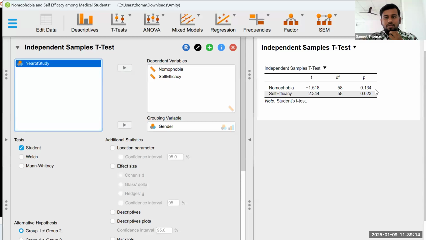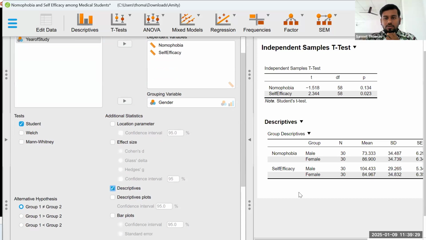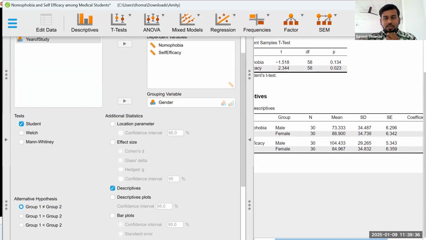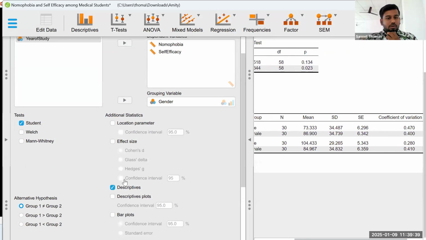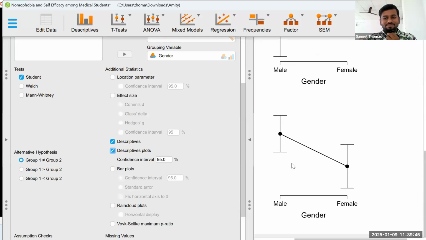It has given the p-value. You can see that's the same result we received in SPSS also. Here also you can see that only self-efficacy has a significant difference. If you want to find the descriptive statistics, click here. You will get the descriptive statistics here, and the mean value you can see here. I hope you can see this screen window. And if you want to check descriptive plots, click here. The plot will come here.